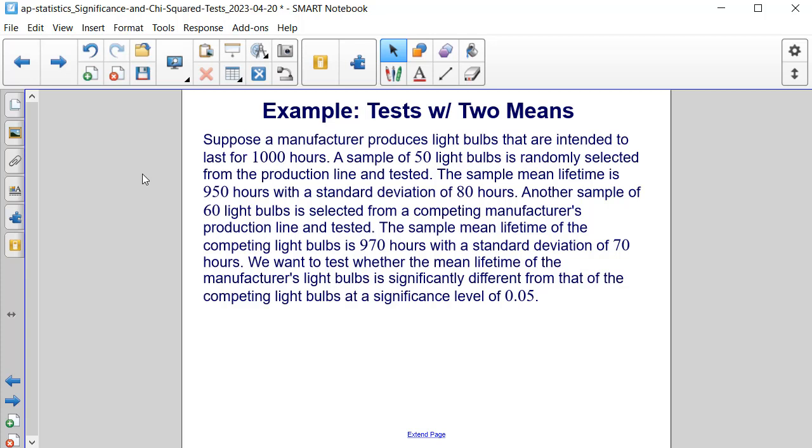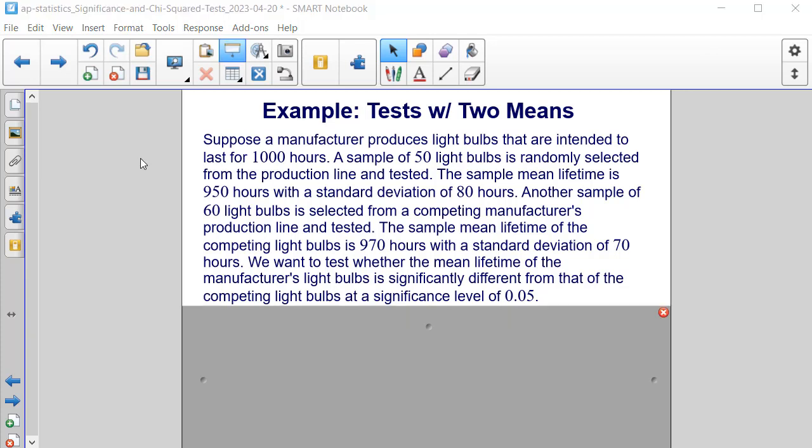Suppose a manufacturer produces light bulbs that are intended to last for 1,000 hours. A sample of 50 light bulbs is randomly selected from the production line and tested. The sample mean lifetime is 950 hours with a standard deviation of 80 hours. Another sample of 60 light bulbs is selected from a competing manufacturer's production line and tested. The sample mean lifetime of the competing light bulbs is 970 hours, and the standard deviation is 70 hours. We want to test whether the mean lifetime of the manufacturer's light bulbs is significantly different from that of the competing light bulbs at a significance level of 0.05, or 5%.